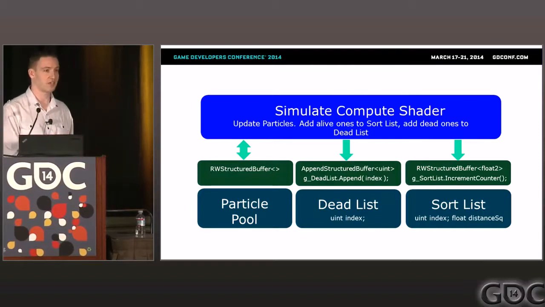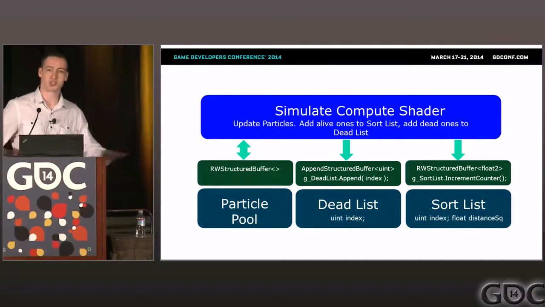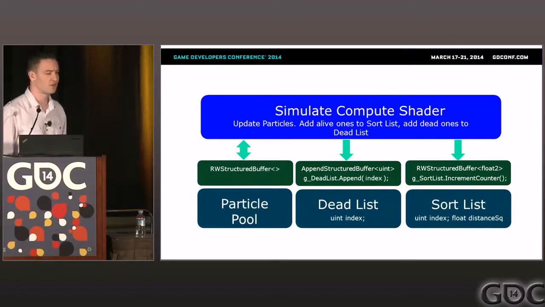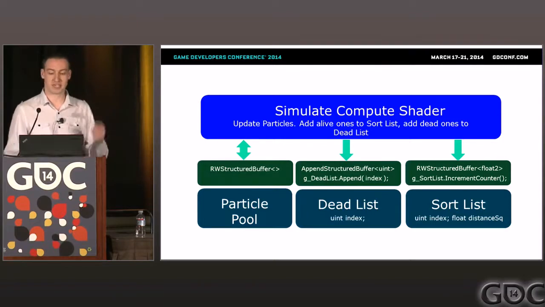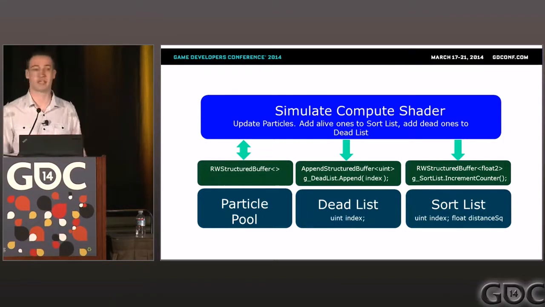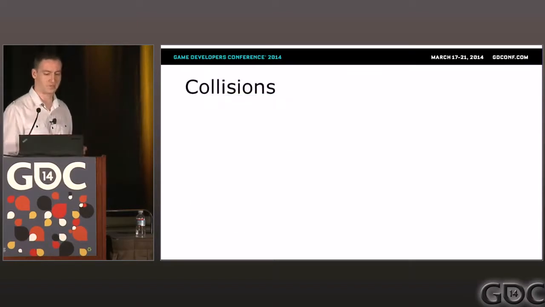Conversely, if the particle is determined to be dead at the end of the frame, so if it's dropped through the bottom of our physics world, or if it's faded out to zero or whatnot, we can just add it back to the dead list so we can recycle it for the next frames. And it's at this point here we need to do the collisions.